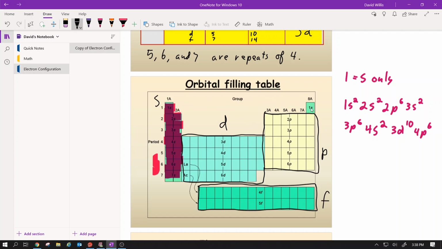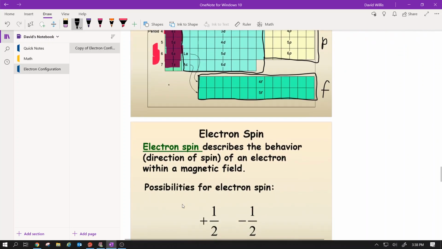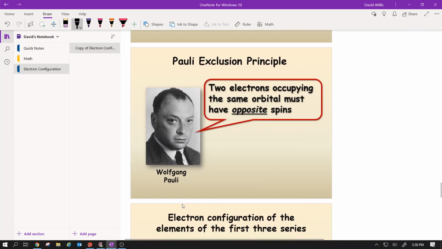We can pretend that helium fits right in here. So 1s2, 2s2, 2p6, 3s2, 3p6, 4s2, 3d10, 4p6. And it just continues that way. We are running out of time, but I want to scroll down just a little further. There we go. Two things that I want to tell you.